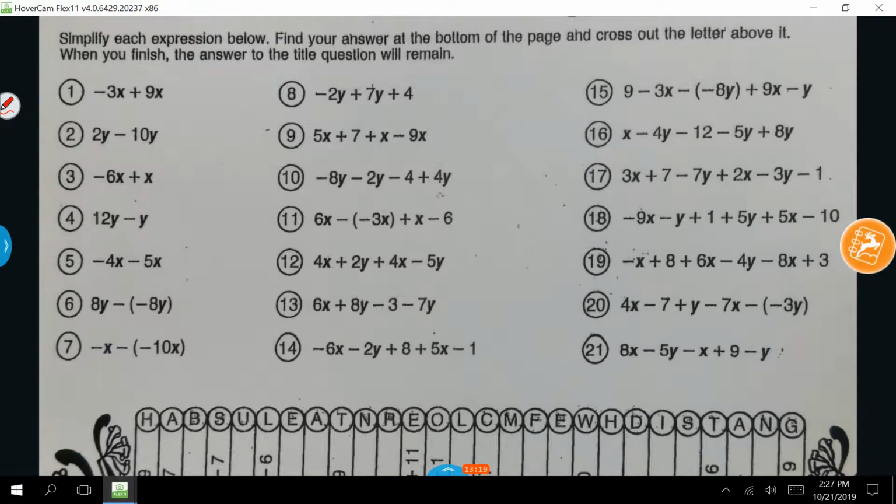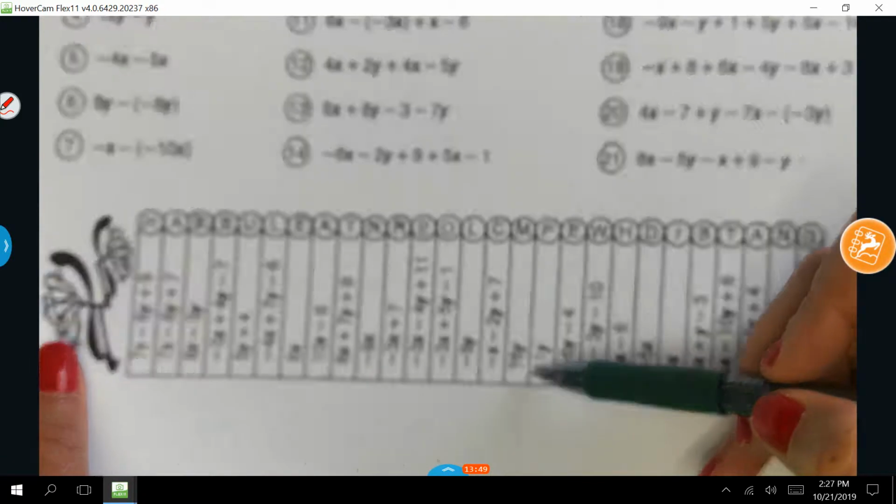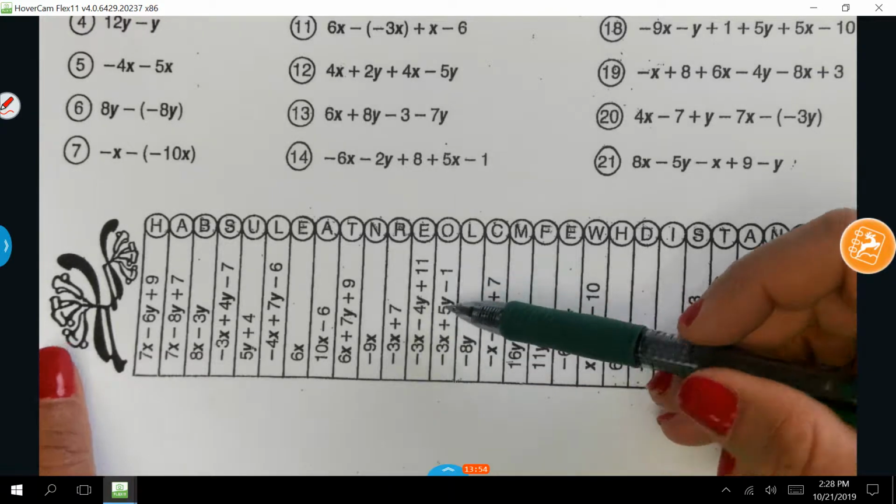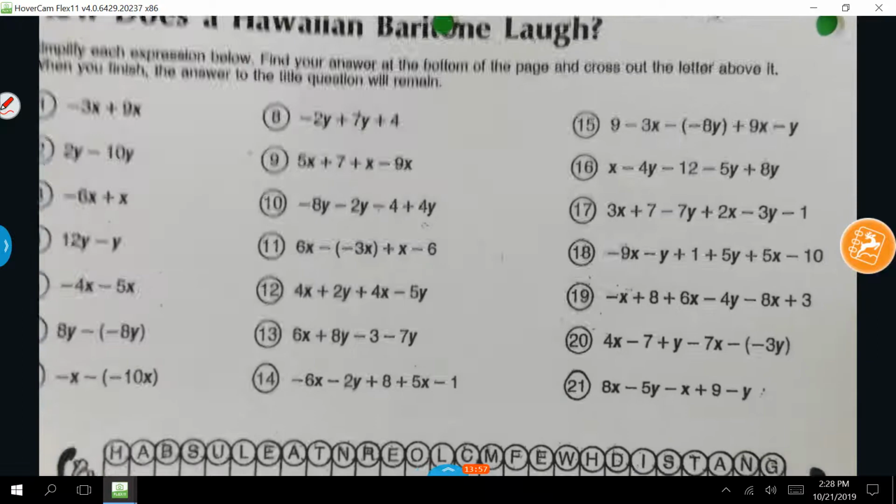All right. So it says simplify each expression below. And then what do we do? What's the next part of the rules, Christina? Christina, what's the next sentence? Okay, so when you finish, the answer to the title question will remain. So when we find our answer at the bottom, look at how they're arranged. The X comes first, if there is one. Then there's a Y if there is one. Then the constant. So X, Y, constant if there are all three of them.